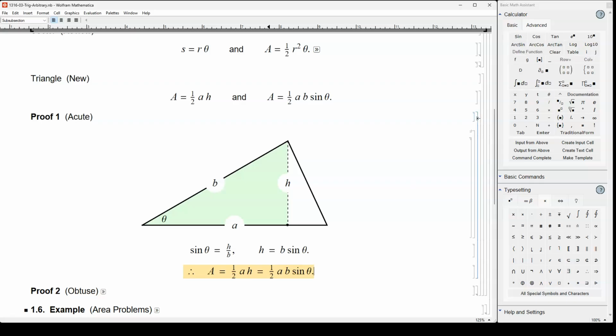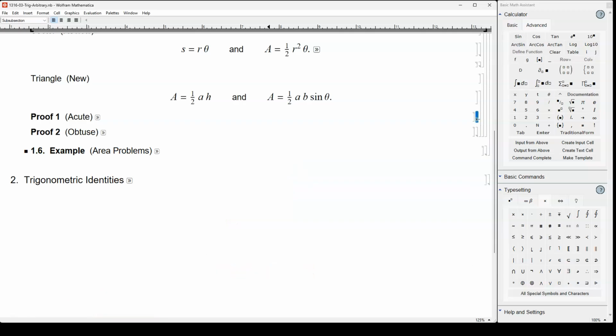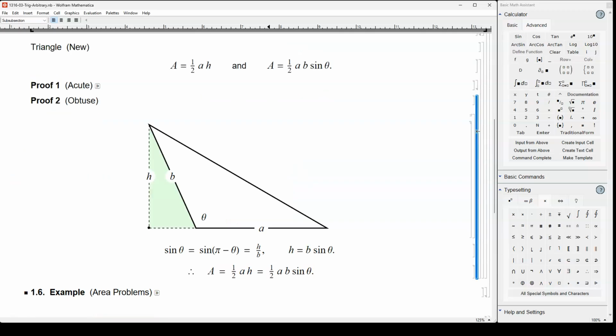So the area formula for a triangle, when we have 2 sides and an angle in between, SAS, is 1/2 AB sine of theta. Interestingly, it works for an obtuse triangle too. H is the same, B sine of theta, or rather sine of theta is H over B.